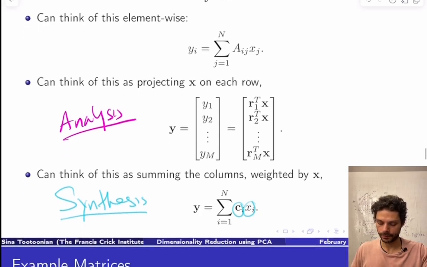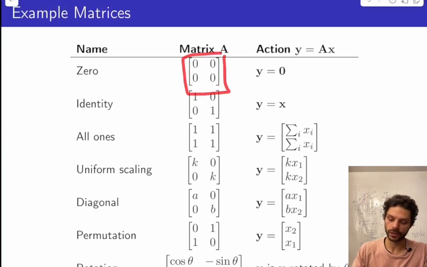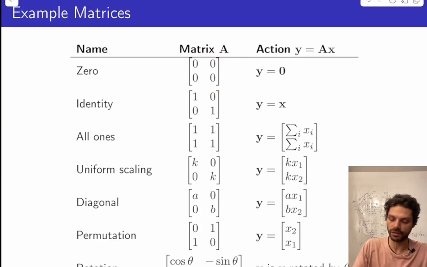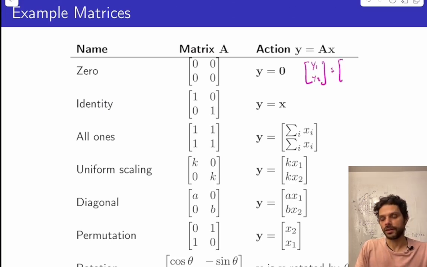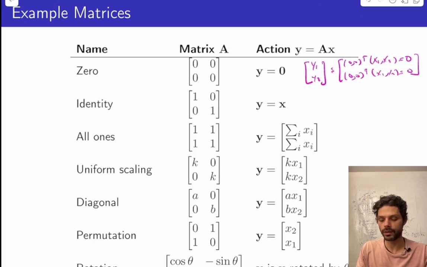Okay, let's just look at some example matrices and what they do. So this is the zeros matrix. And what does it do? Well, any input that comes in is just going to get set to 0. Let's look at it from the analysis perspective. The first row is 0, 0. We're going to multiply it by x1 and x2. Well, it's just going to produce 0. And the second row is going to do the exact same thing, 0. So no matter what comes in, 0 is going to come out.